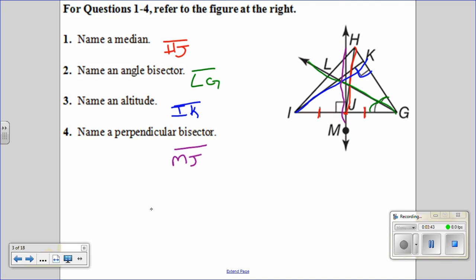Again, a median has to start at a vertex or a corner and go through a midpoint of the other side. An angle bisector has to cut a big angle into 2 small congruent angles. An altitude has to start at the corner and cut across a triangle, forming a 90-degree angle with the side. A perpendicular bisector doesn't have to start at a corner, but it can, and it has to go through the midpoint of the other side as well as form a 90-degree angle.